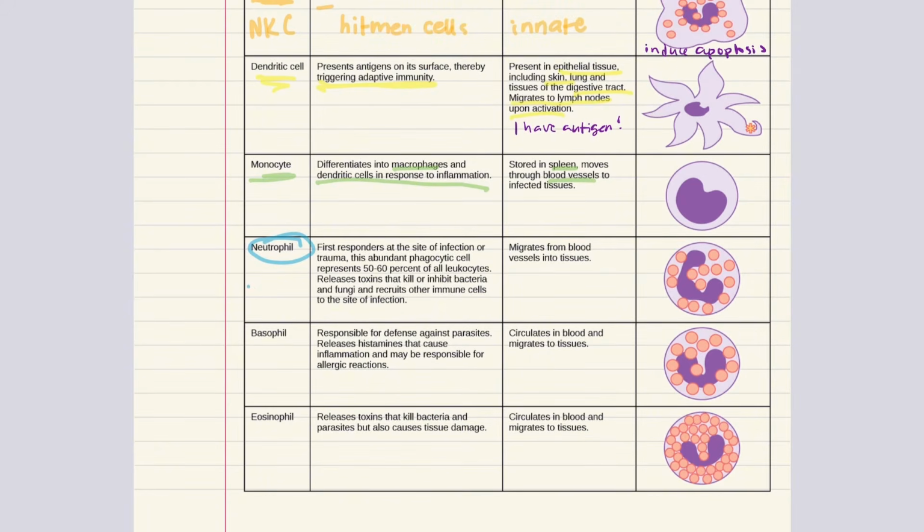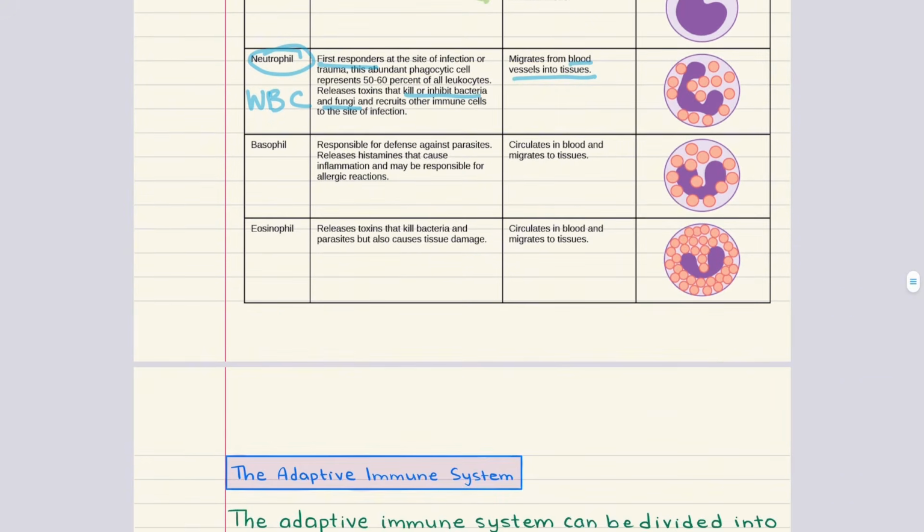Neutrophils are the most abundant type of white blood cell, and they represent the first line of cellular defense in the innate immune system. They are rapid responders that migrate quickly from the blood into infected tissues. Neutrophils kill or inhibit bacteria and fungi using toxic granules and enzymes, and they also recruit other immune cells to that site of infection.